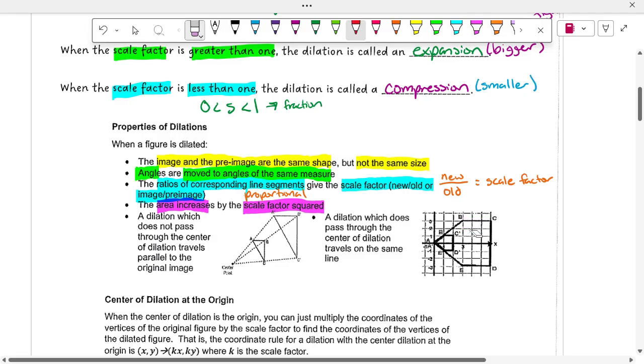So the reason that's the scale factor squared is that the scale factor itself would be a piece of the perimeter. We would have to square the scale factor to account for adding in all those little squares to make it bigger. Just a little piece of math trivia for you.